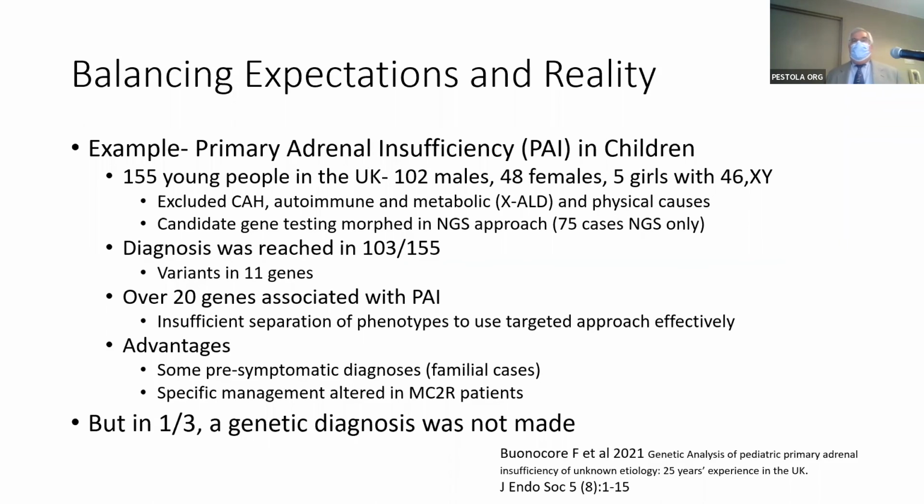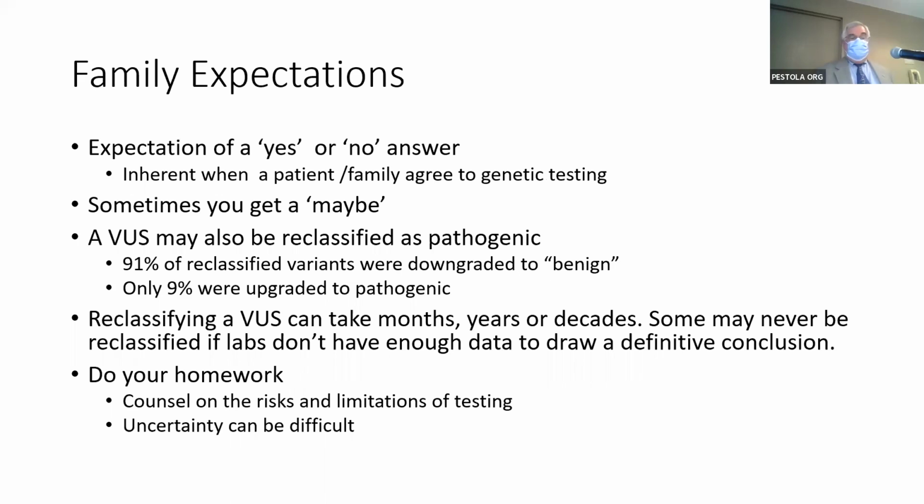Okay, this is a good paper. Why? Because it picks on one of the diseases I picked on before. It's an endocrine paper. Summation: 1 in 3 times when they did what was state-of-the-art genetics the day they saw the patients, you didn't make a genetic diagnosis. So the families expect yes, no. Sometimes you get a maybe.